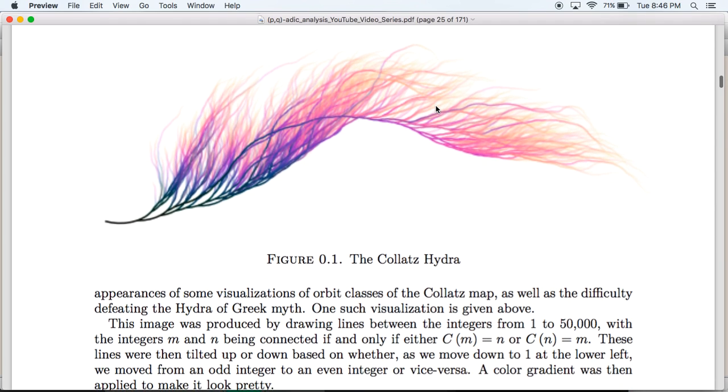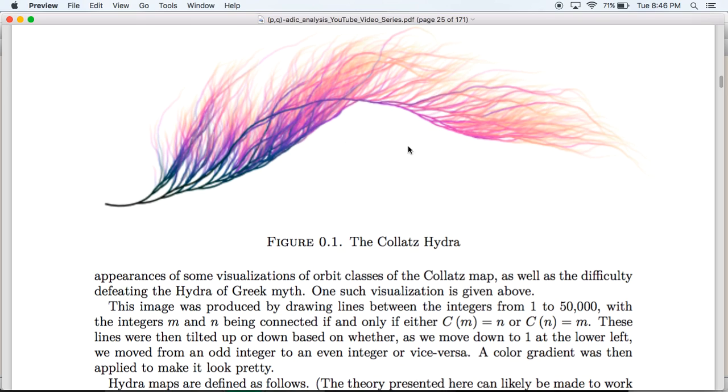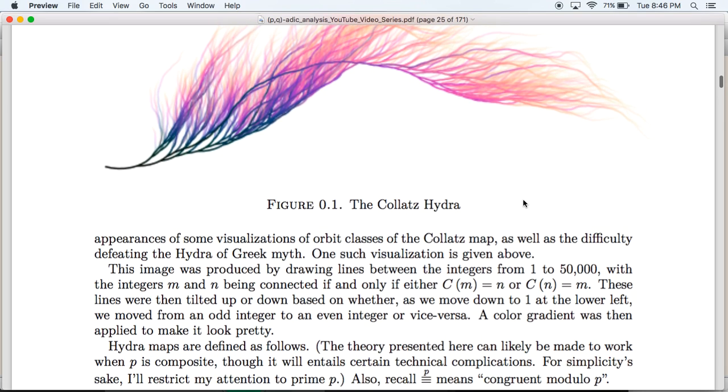So this shows the trajectories of, if I recall correctly, the integers from 1 to 50,000. So here, my definition of Hydra maps is as follows. Technically, I'm going to be working with p as a prime number. The theory that I'm going to present can be made to work when p is composite, though it will entail certain technical complications. So for simplicity's sake, let's just focus on prime numbers p.